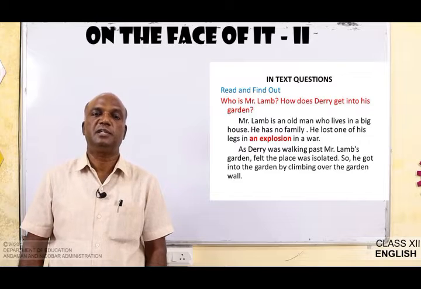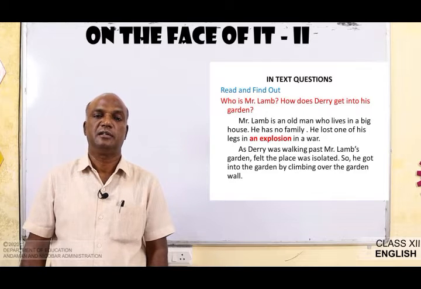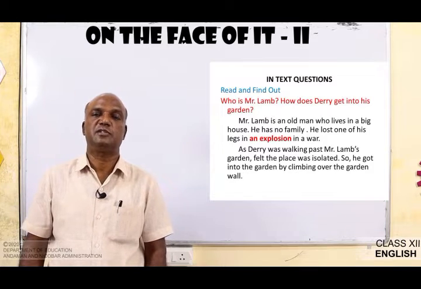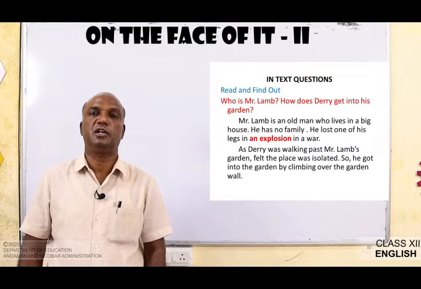And how does Derry get into his garden? As Derry was walking past Mr. Lamb's garden, he felt the place was isolated, so he got into the garden by climbing over the garden wall.